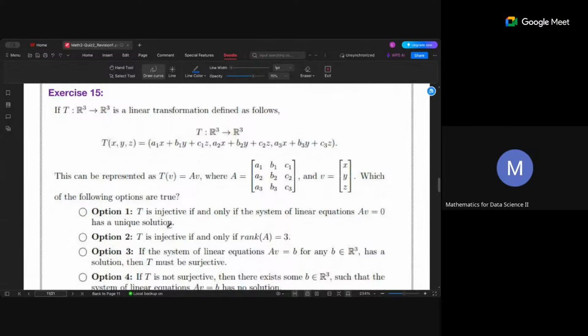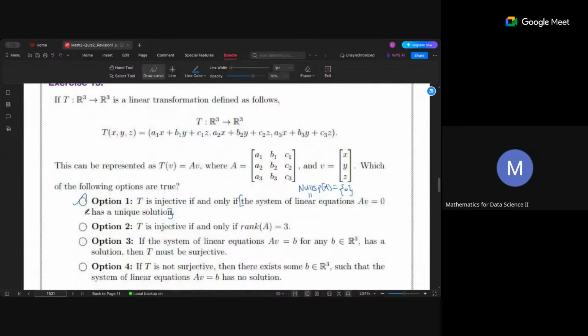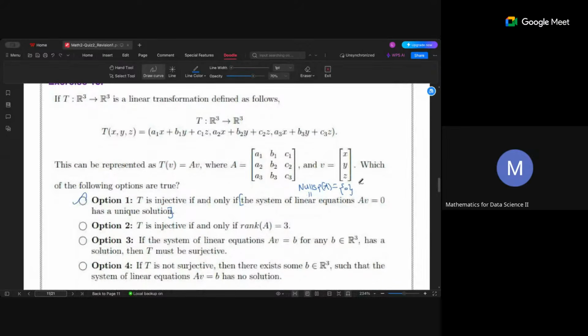unique solution. The system of linear equations having a unique solution is the same as the null space of A equal to 0. So if the null space of A is 0, you know that T is injective, right? And if the null space of A is 0, you know that nullity is 0. Nullity being 0 implies rank A is 3, because you have R3 to R3, right?